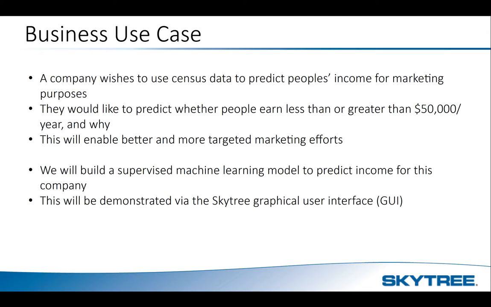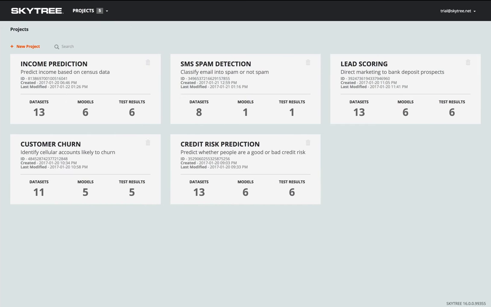We will build a supervised machine learning model to predict income for this company. This will be demonstrated by the graphical user interface of Skytree. After logging in with our user credentials, this gives us our main projects page, on which we can see a number of projects in progress that are solving different business problems. Click on the income project to access it.